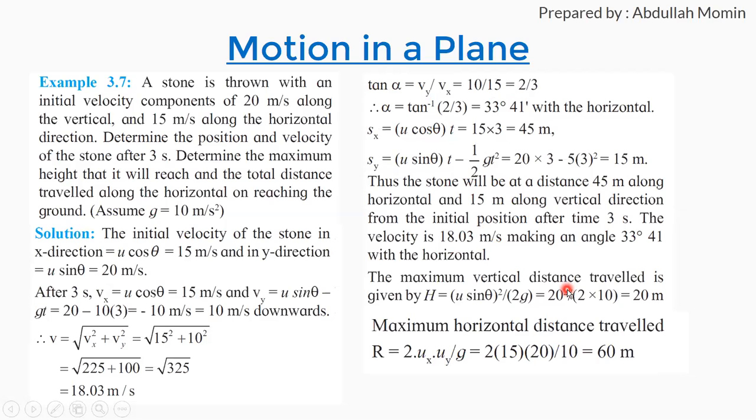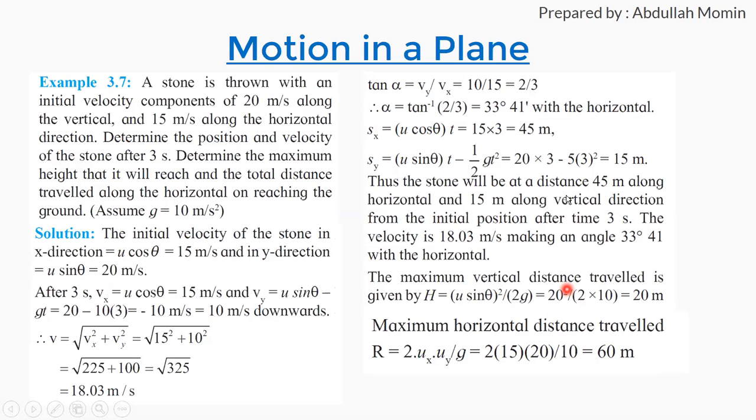Now the distance sx can be written as u cos theta t, that will be 45, and along the y-axis it is u sin theta t, that is 15 meters. Thus the stone will be at a distance of 45 meters along the horizontal, and 15 meters along the vertical direction from the initial position. So the velocity is making an angle with the horizontal.